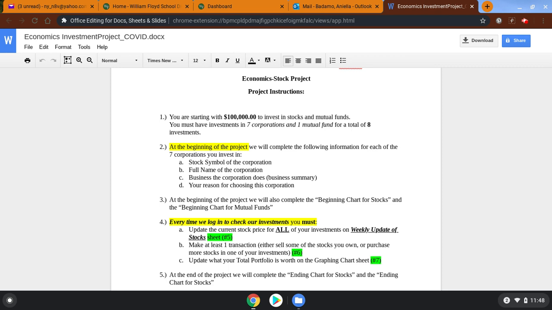I know when we did the assignment last week, you were supposed to choose 10 companies that you would like to invest in and why. You're going to pare that down now to 7. Okay, so at the beginning of the project, this is number 2. It says we'll complete the following information for each of the corporations you invest in: stock symbol, full name of the corp, what it does, its business summary, and then why you chose it.